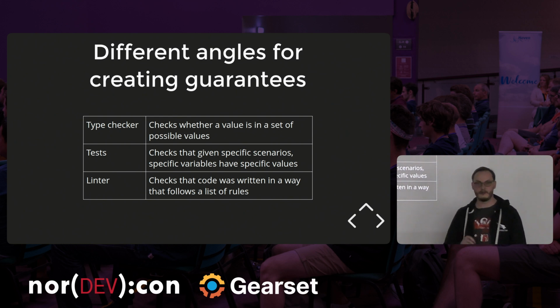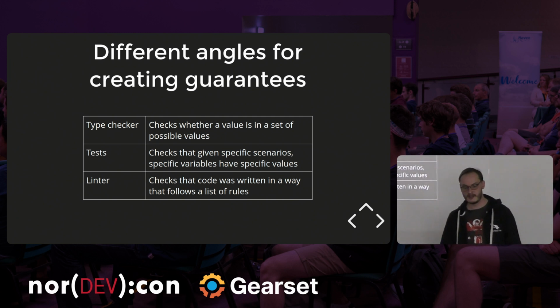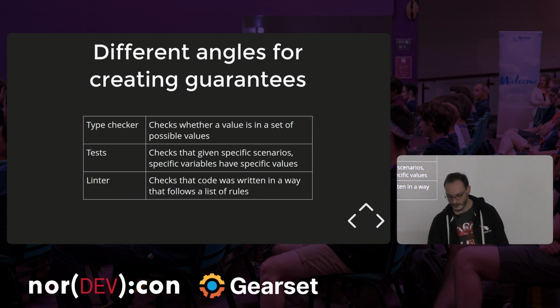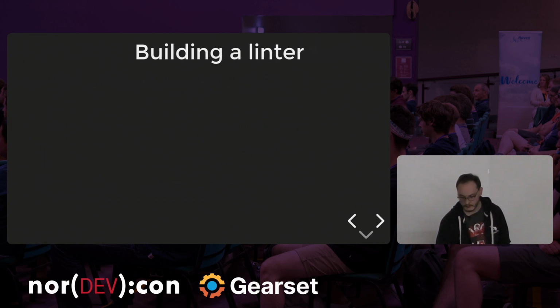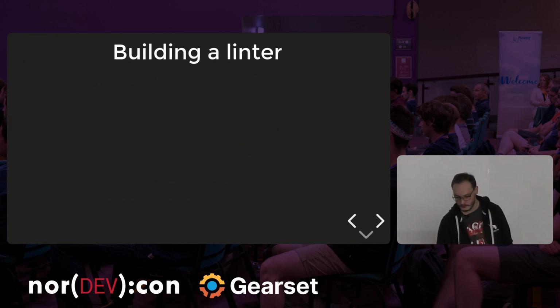guarantees, but the way that they approach it is not based on types nor on values, it's based on how the code was written. And sometimes that is exactly the approach that you need to create a specific guarantee. So we're going to build a very simple linter using a very fancy tool which is called grep.